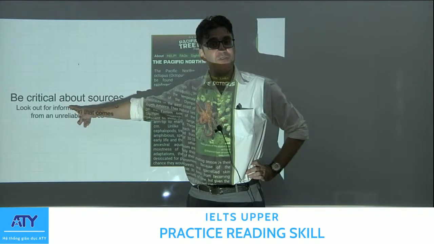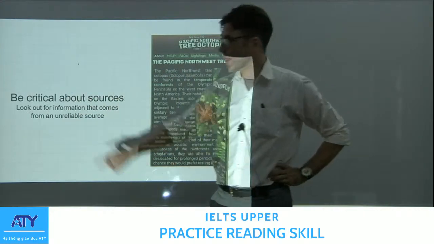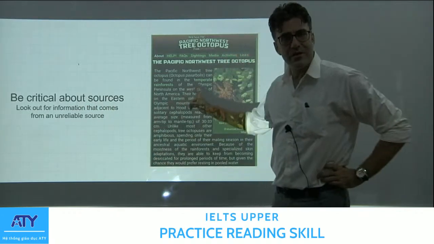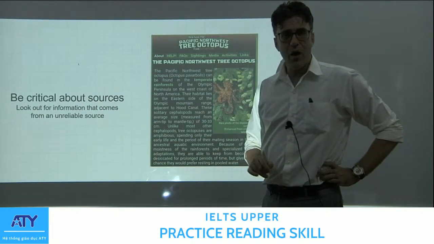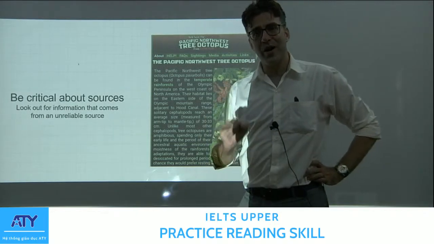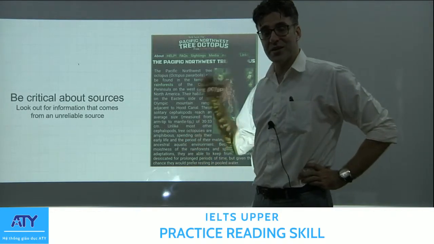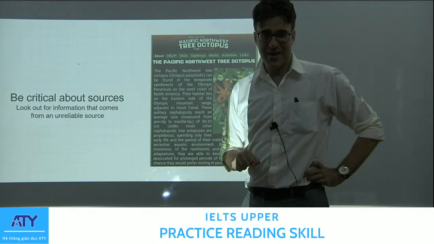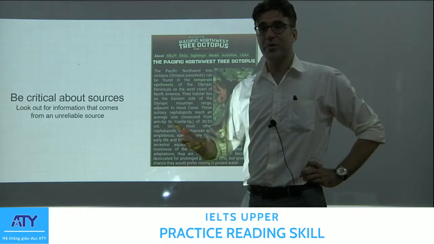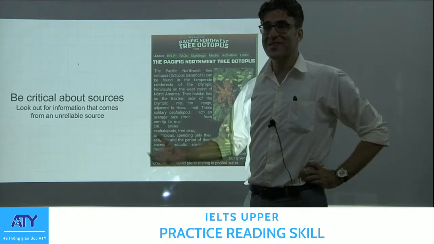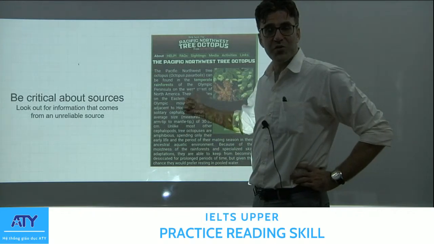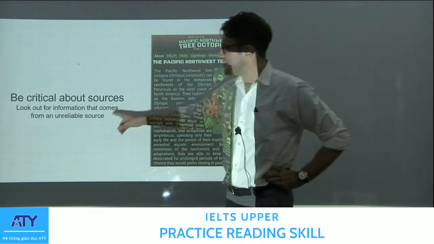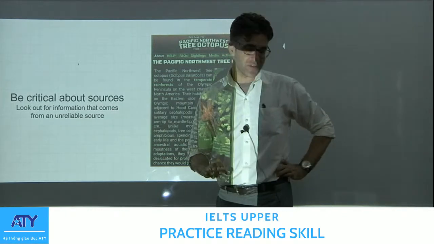So what I need you to do when you search online, be critical about sources. When you see an article about an octopus that lives in a tree, your first thought should be, that's fake. Because I know octopus. Octopus live in the ocean. An octopus can't live in the tree because he'll die, right? So this is what we call an unreliable source.